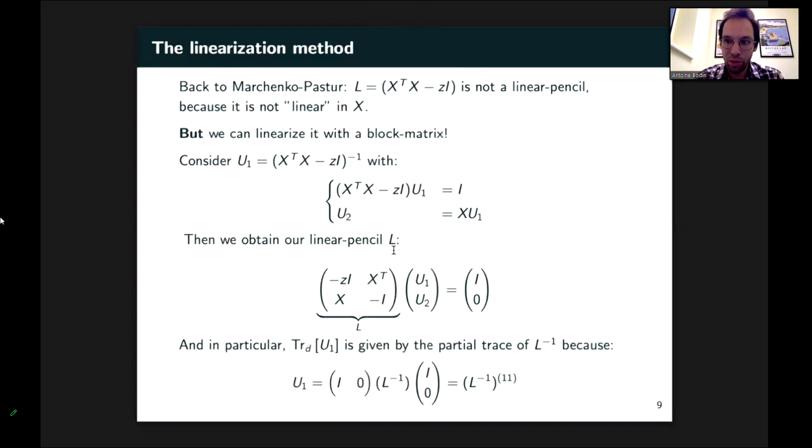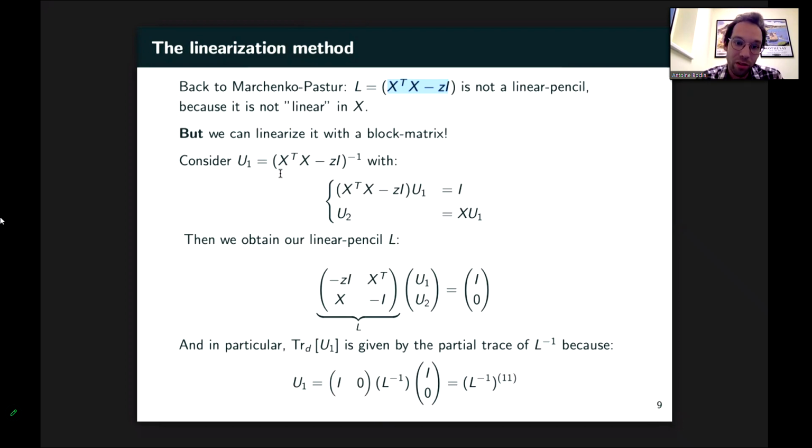So just to go back to this case, Marchenko-Pastur, what you want to derive is precisely the trace of (X transpose X minus z identity) to the -1. And now I will try to clarify what really is a linear pencil. A linear pencil is definitely not this expression, X transpose X minus zI, because it's not, as the name suggests, something that's linear in the random matrices that are being considered. But instead, let's construct something that looks like a block matrix that is linear in the random matrix X.